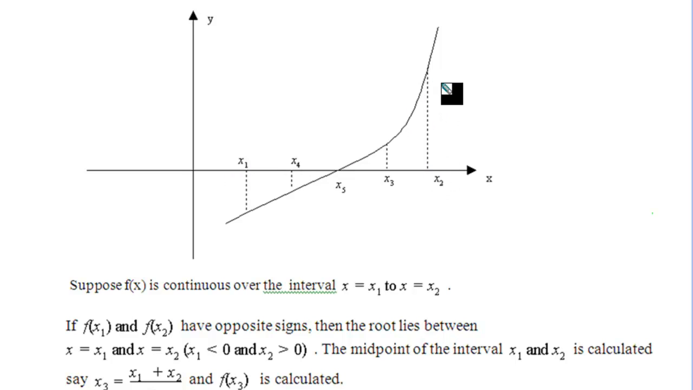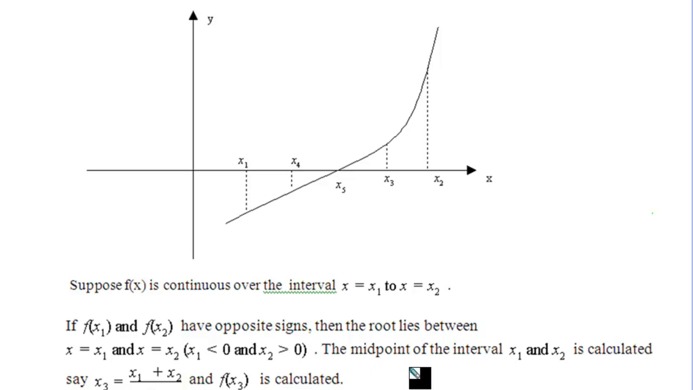If there's a root between x1 and x2, what we want to do is narrow the values of x1 and x2 till we get closer and closer to where the point is. If we want to prove that a root lies between 2 points, just show that they've got opposite signs, and then you're able to do that.